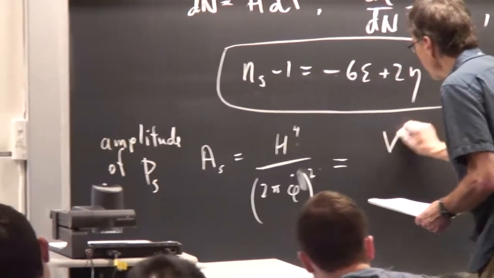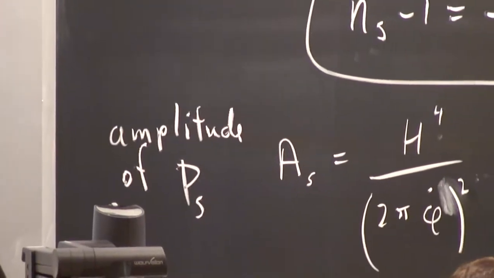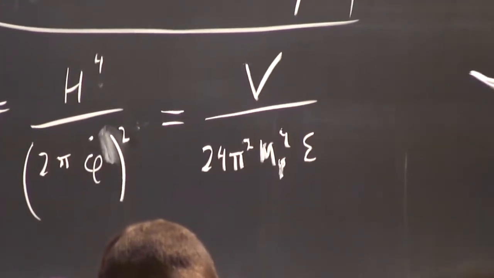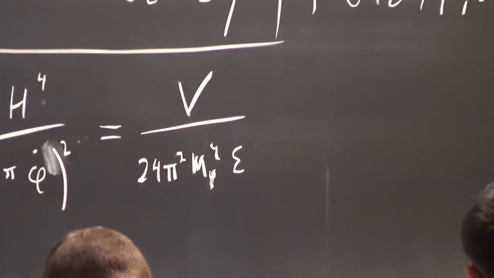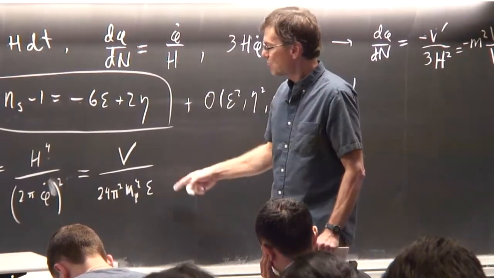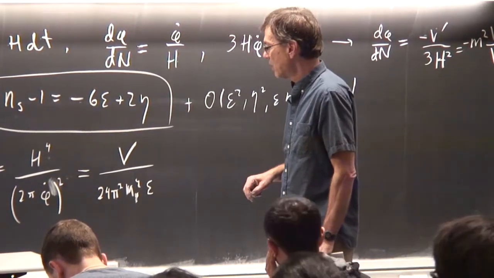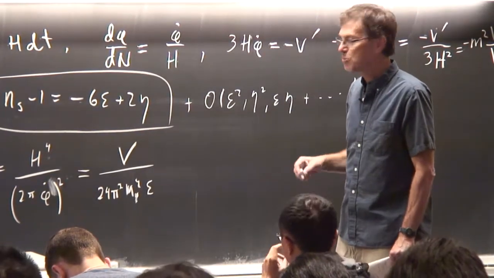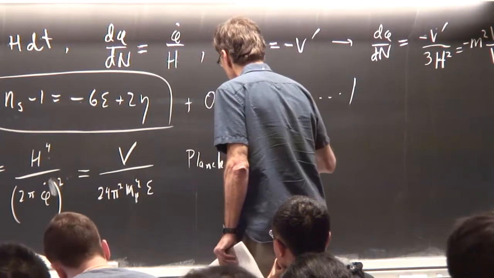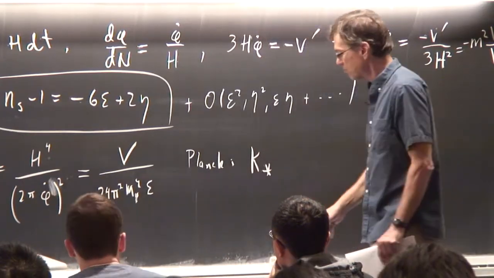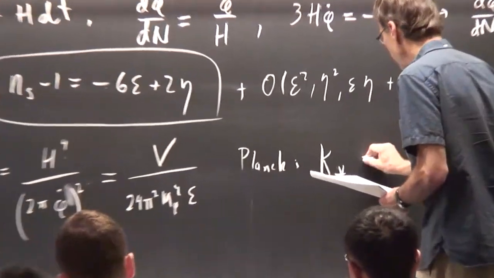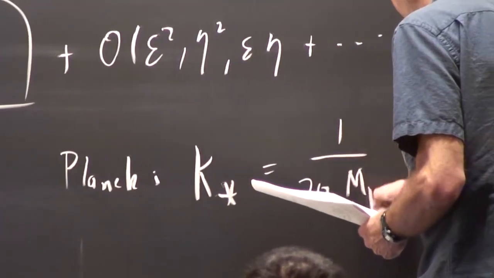And so you can write this as V over 24 pi squared M Planck to the fourth, with the epsilon slow roll parameter in the denominator. Now, of course, this is a scale-dependent quantity, and so one has to specify it at some scale. Planck chooses, and that scale is denoted by k star. Planck chooses k star to be 1 over 20 megaparsecs.